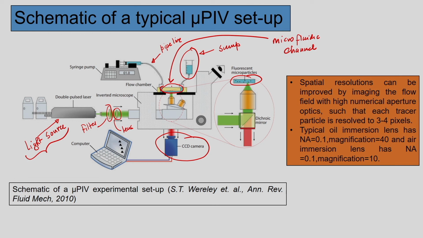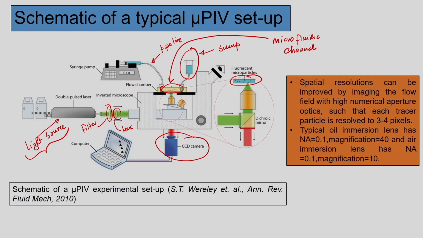I have taken it from the standard literature, and I hope the schematic has helped us to understand the basic process mechanism involved with the micro-PIV analysis. I have written something here, that the spatial resolution can be improved by imaging the flow field with high numerical aperture optics, such that each tracer particle is resolved to 3-4 pixels.